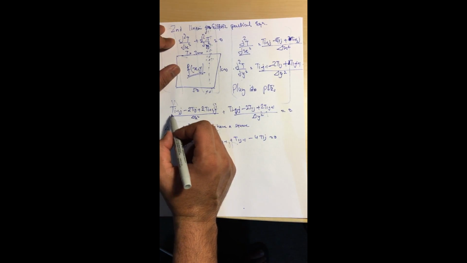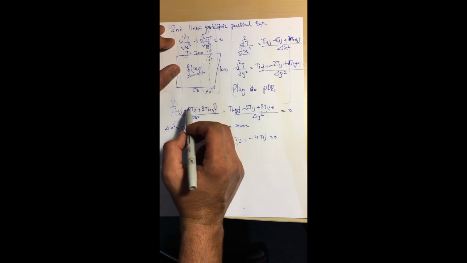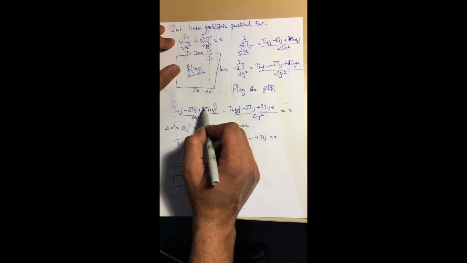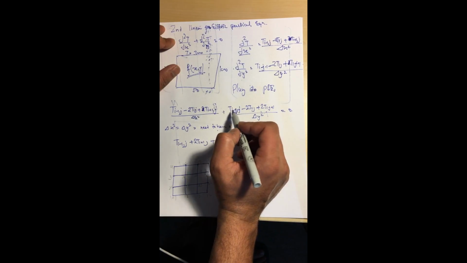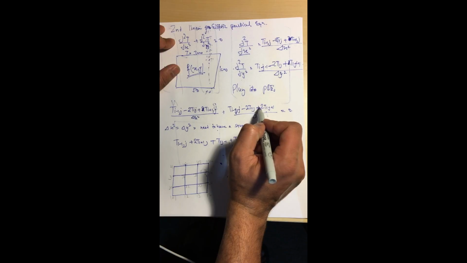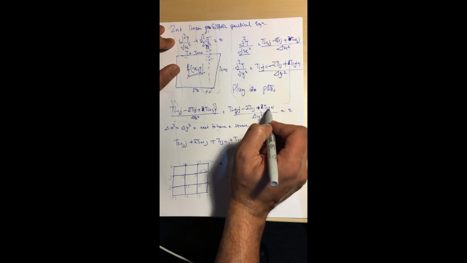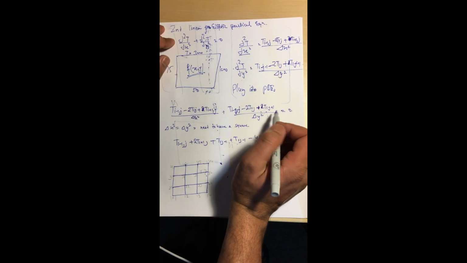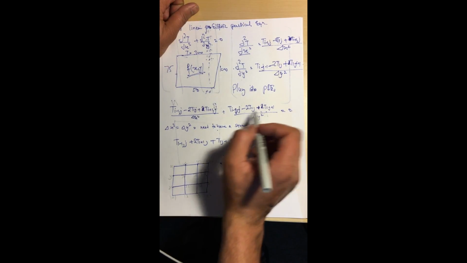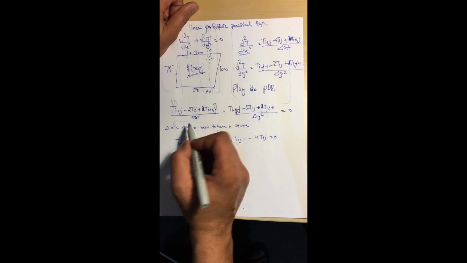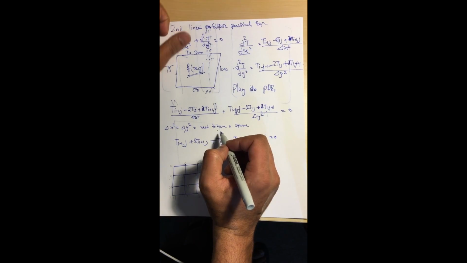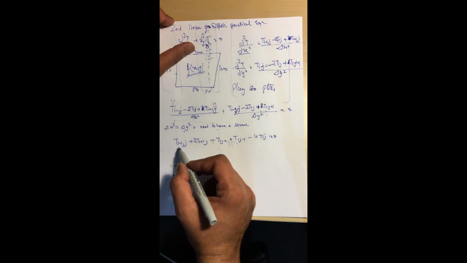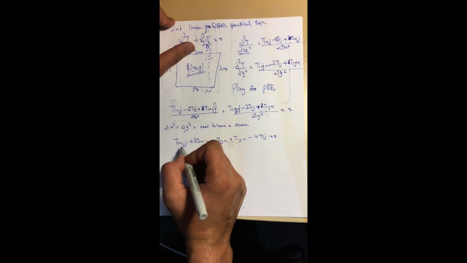So just put it in: T(i-1,j) minus 2T(i,j) plus T(i+1,j) over delta x squared, plus T(i,j-1) minus 2T(i,j) plus T(i,j+1) over delta y squared, is equal to 0. Here delta x and delta y are equal, because our x and y directions have equal spacing. So let's make it a little simpler.